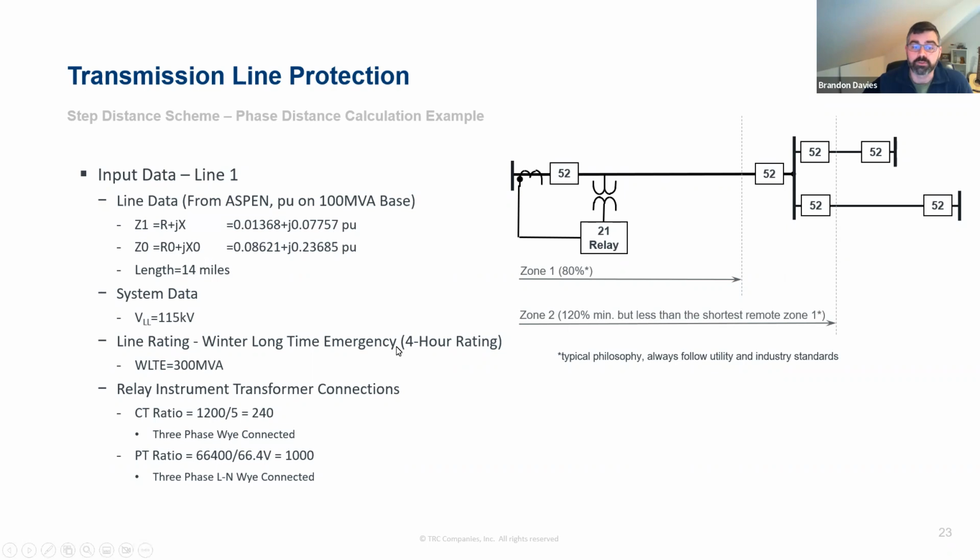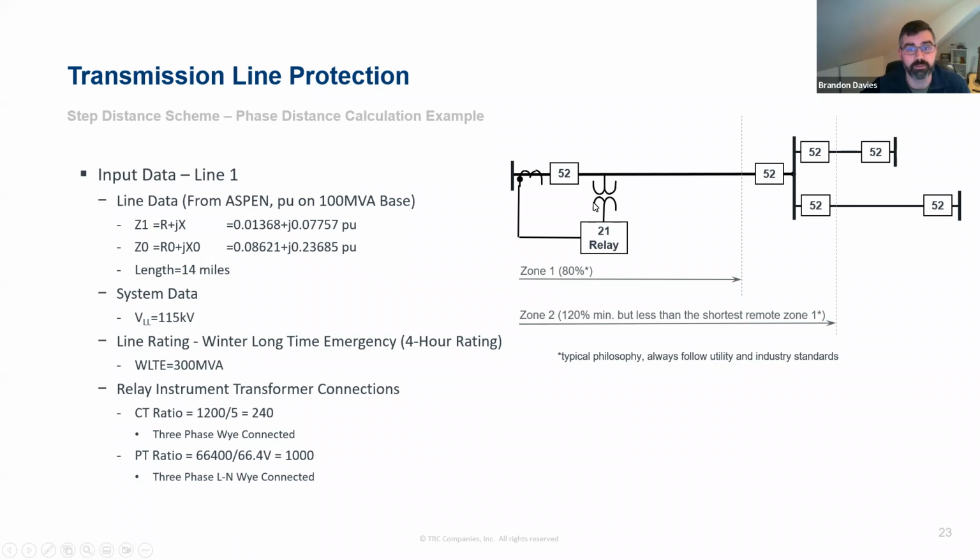And you'll see that there's other ratings as well. There's usually a long-term rating or a short-term rating that might be a 1-hour rating, or even a drastic action limit that's oftentimes in the 15 minutes or so rating. But there's a bunch of different definitions for these. But in this case, we're looking at our long-term emergency rating of 300 MVA.